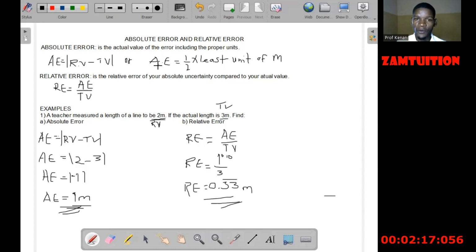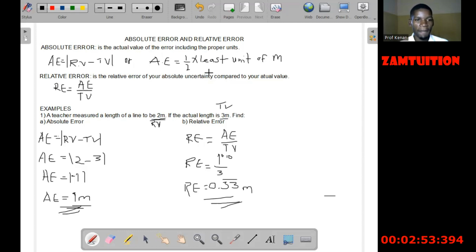And then the other formula is the absolute error is equal to 1/2 multiplied by the least unit of measurement. This M stands for the measurement. So absolute error is equal to half multiplied by the least unit of measurement. That is formula number 2. So you can use either this one or this one, and I'll show you how to know which formula you're supposed to use.